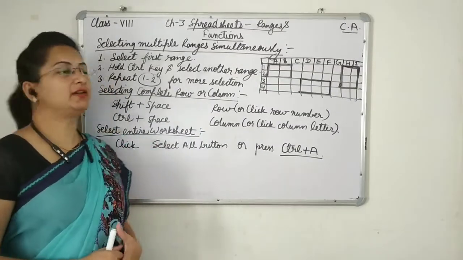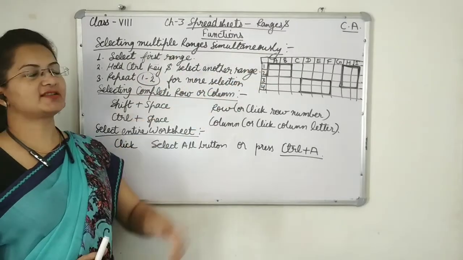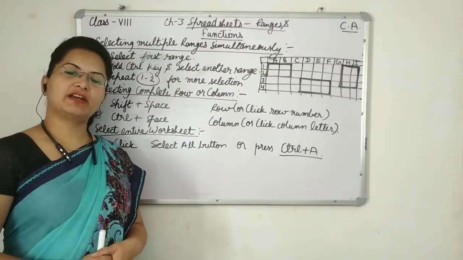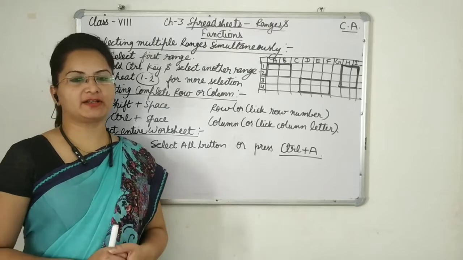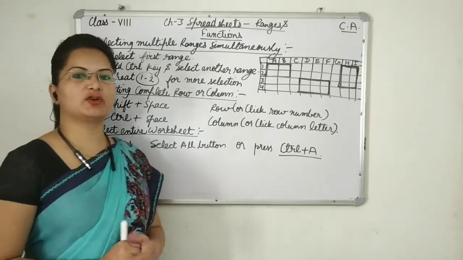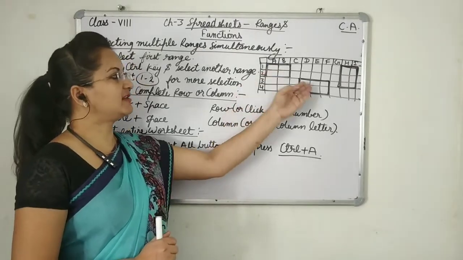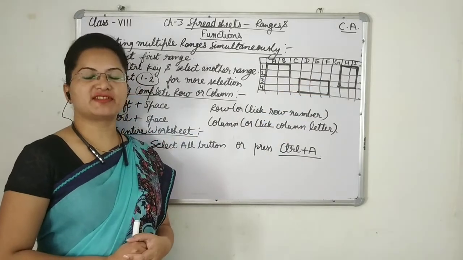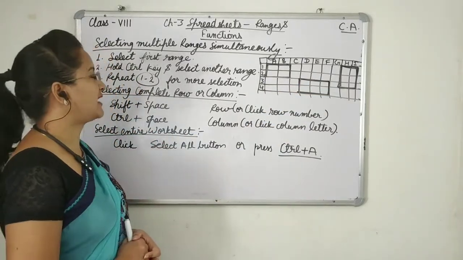Now students, we will learn to select multiple ranges simultaneously. Till now we have studied selecting only one range. One range means only one group of cells. But here you can see there are 3 groups of cells. So how to select multiple ranges simultaneously?